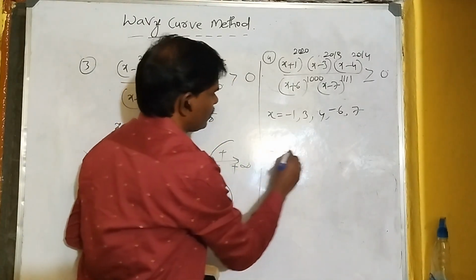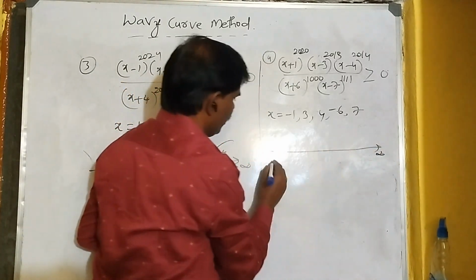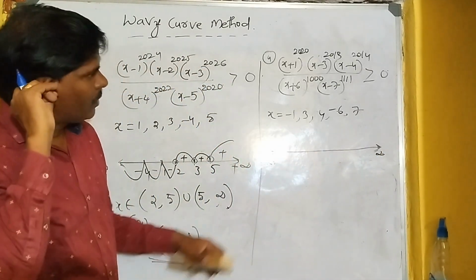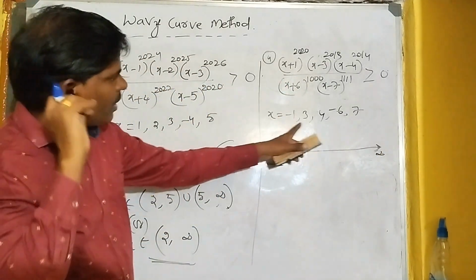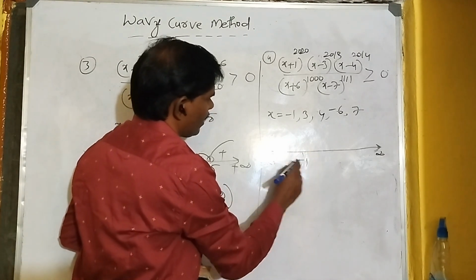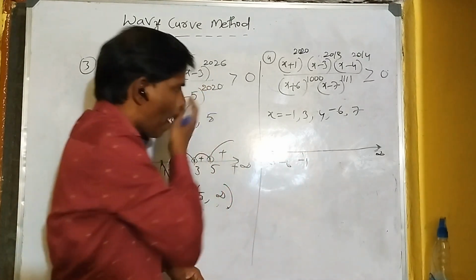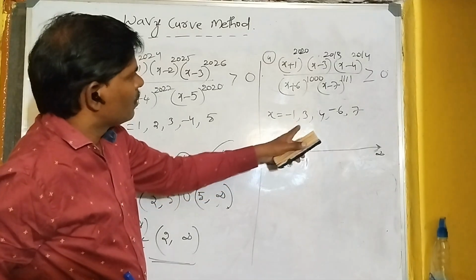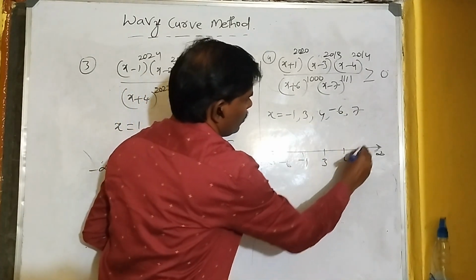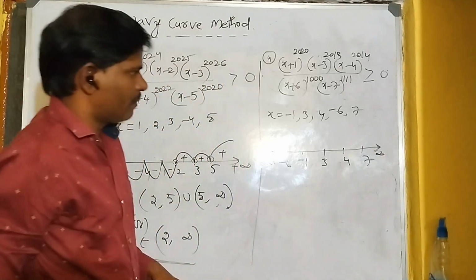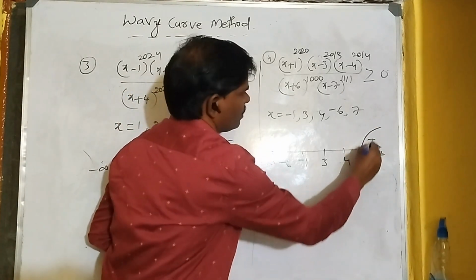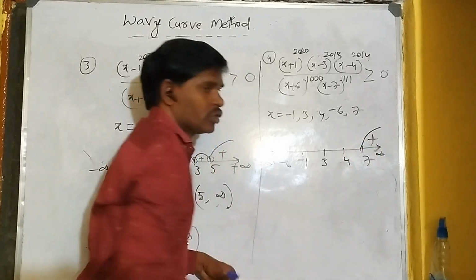Okay, draw the number line. This is the number line, this is minus infinity and infinity. Take the x values equal to minus 1 and minus 6 as the negative part. This is minus 1, this is also minus 6. The next part is 3, 4, 7. Here this is 3, this is 4, this is 7. Write the number line. Always start positive onwards.